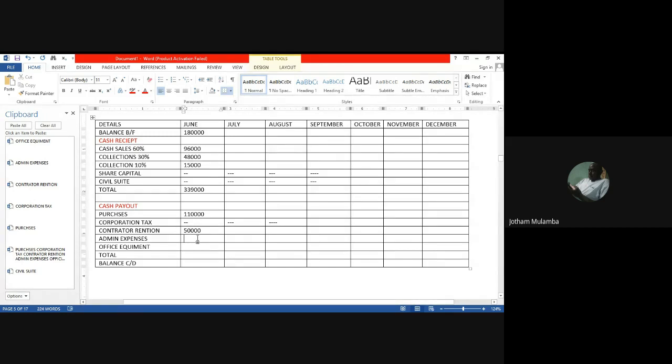Somebody to read for us additional information on administrative expenses. What is identified with additional information? Go ahead.